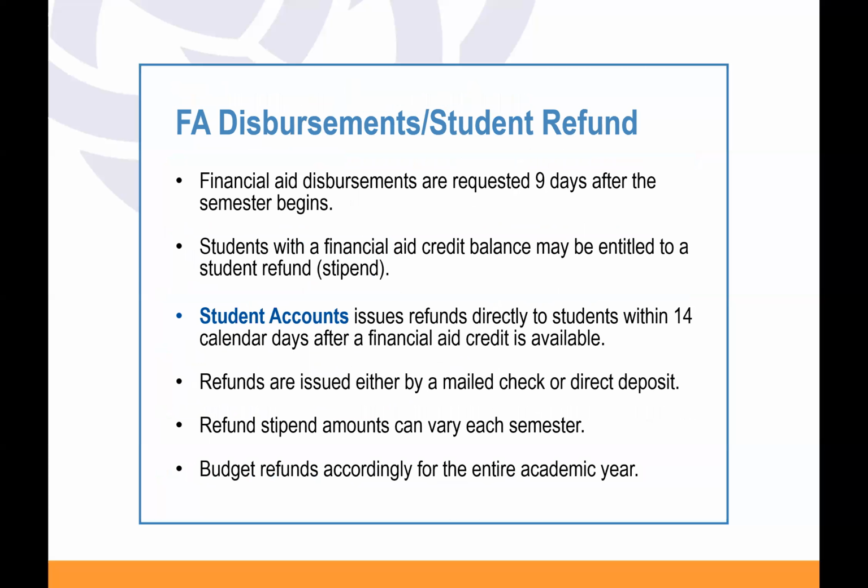Next would be the fall disbursements and student refund. So financial aid disbursements are requested about 9 days after the semester begins. So, a lot of the students say the semester starts, your charges are already posted, you see that you have a balance of $10,000, and you know that we already sent you an email like, hey, your financial aid is complete, but then you still see the balance.